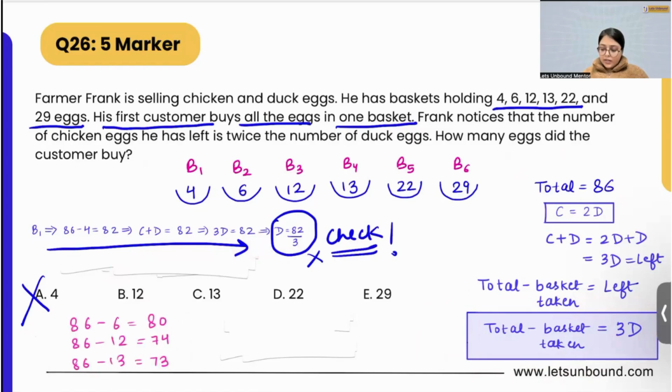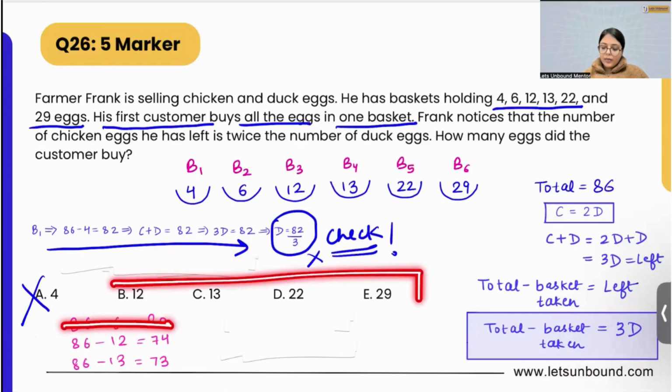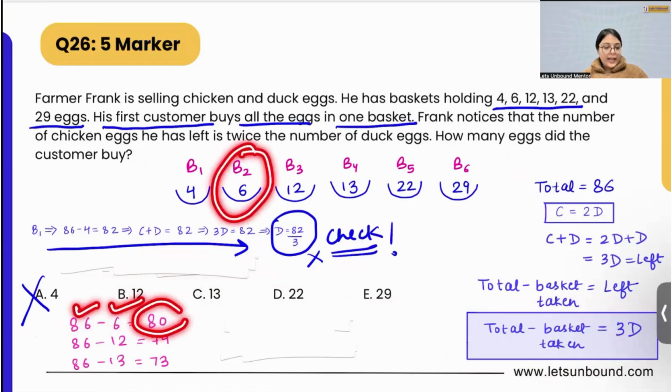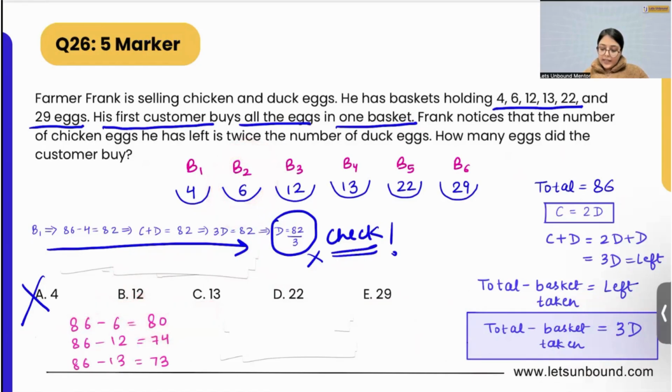So for 6, I checked for 6 also, but it was not in the option, right? So you can actually discard if you don't want to check, because in options, whatever is there, we have to check only those many. But I checked for 6 also. So total minus 6, which is basket number 2, I get 80, and 80 is not divisible by 3. Second one, 86 minus 12. That means the third basket. Answer is 74, which is again not divisible by 3.